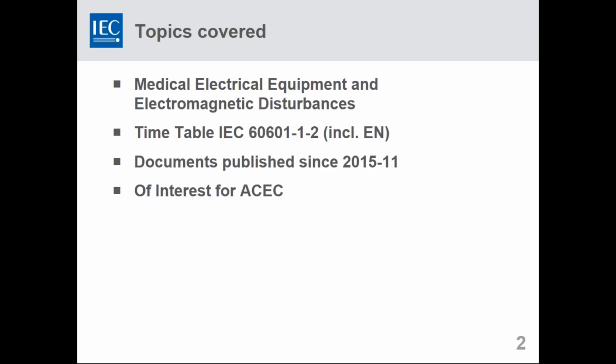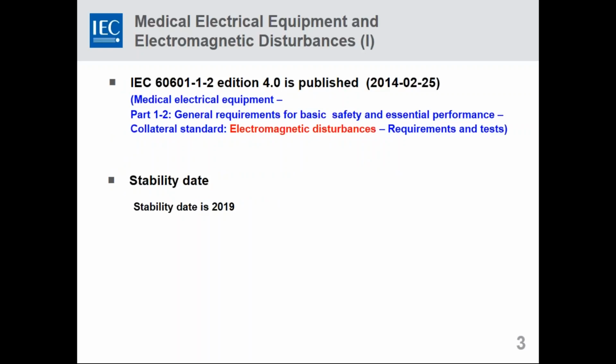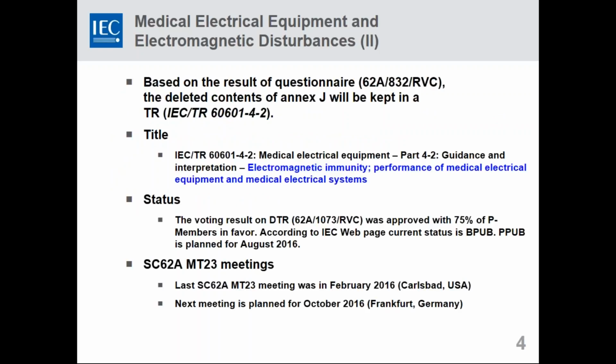So the classic case was 60601-1-2, and they had an EMC section, a collateral standard. And what happened is it was published, as you can see, in 2014, and they're working on the next edition. But the stability date is not until 2019, so that document is going to be around a while if you're measuring or testing to it. But there is an Annex J in that document, which is identified here.